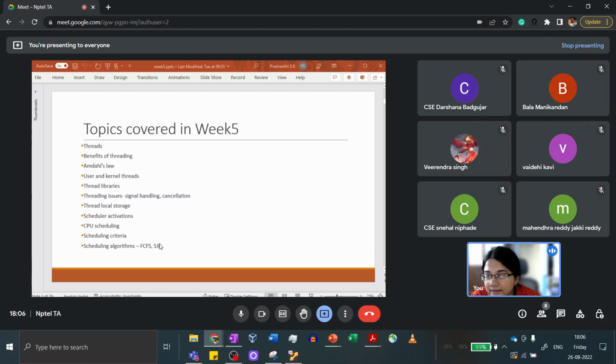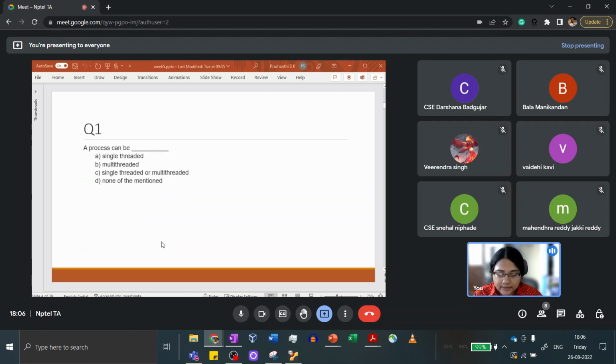Let's get started. Here's a simple question to start off. A process can be: A, single threaded; B, multi-threaded; C, single threaded or multi-threaded; D, none of the mentioned.